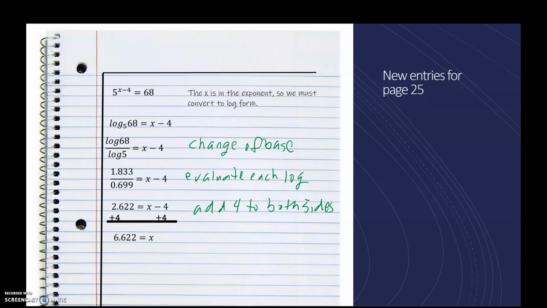The key to all this, guys, is when you see a variable in the exponent, we turn it into a logarithm, which makes us use change of base, which allows us to use our calculator to get the approximate decimal for that x.